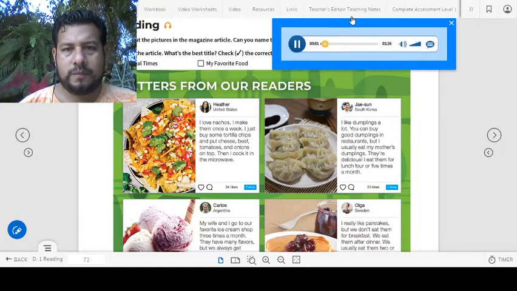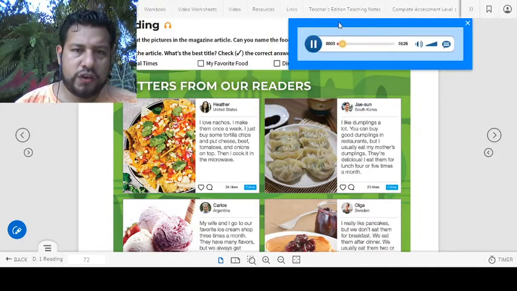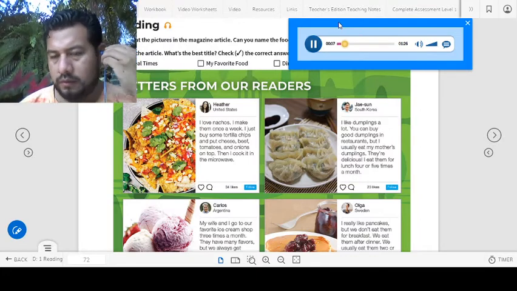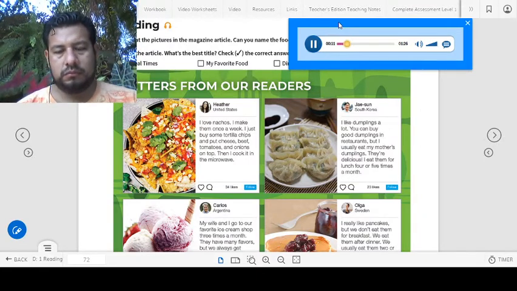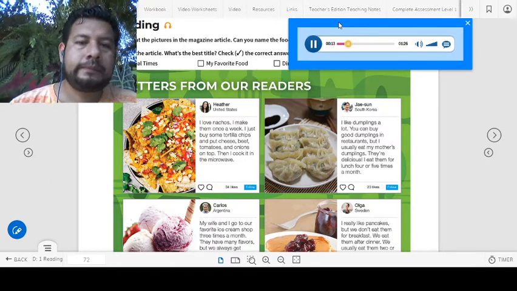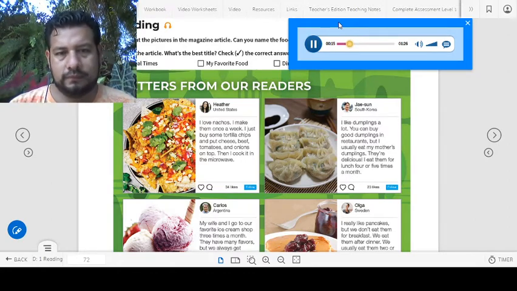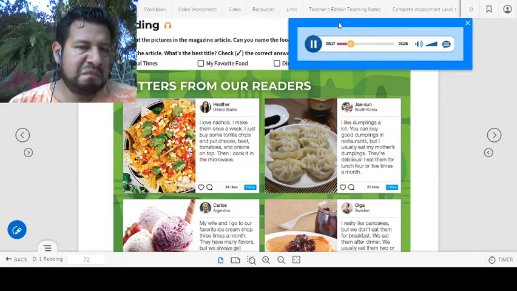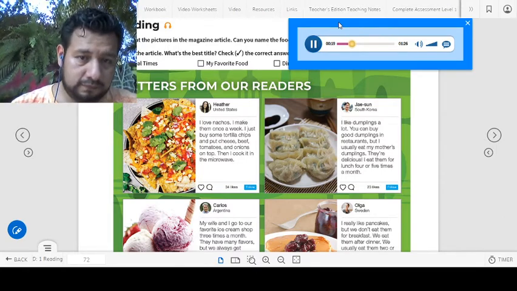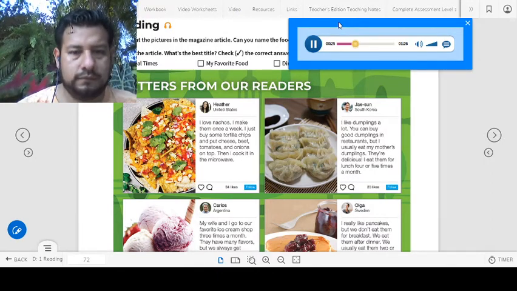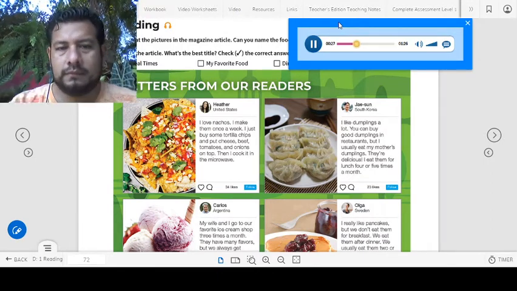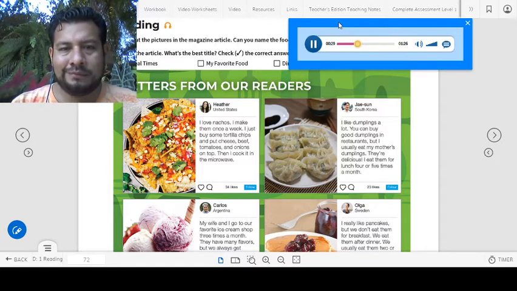Lesson D. Favorite food. Page 72. Exercise 1. Reading. Letters from our readers. I love nachos. I make them once a week. I just buy some tortilla chips and put cheese, beef, tomatoes, and onions on top. Then I cook it in the microwave. Heather, United States.